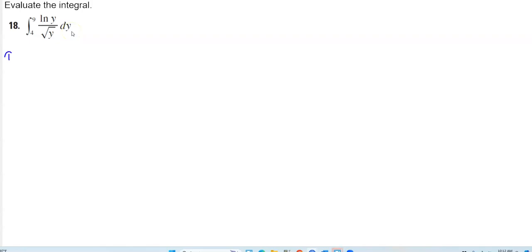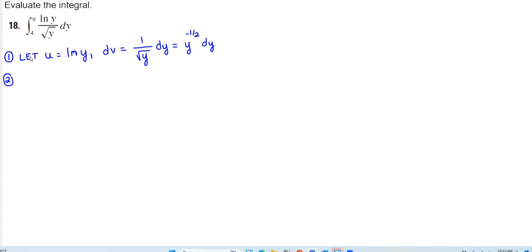So first thing we're going to do is identify what we're going to let u equal. So we're going to let u equal the natural log of y. And then dv is going to equal 1 over the square root of y dy. And another way of writing this is y to the negative 1/2 dy.